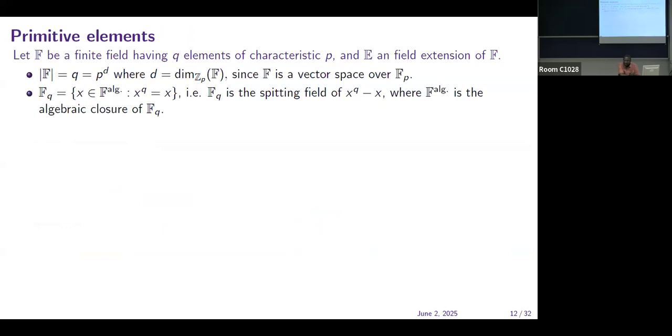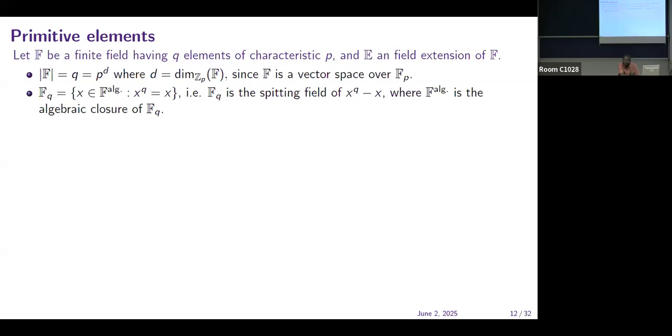A finite field is a ring whose non-zero elements are units. Let F be a finite field having q elements, of characteristic P, and E a field extension of F. We can view F as a vector space over Fp. Fp is Z_P, where P is the characteristic of F.